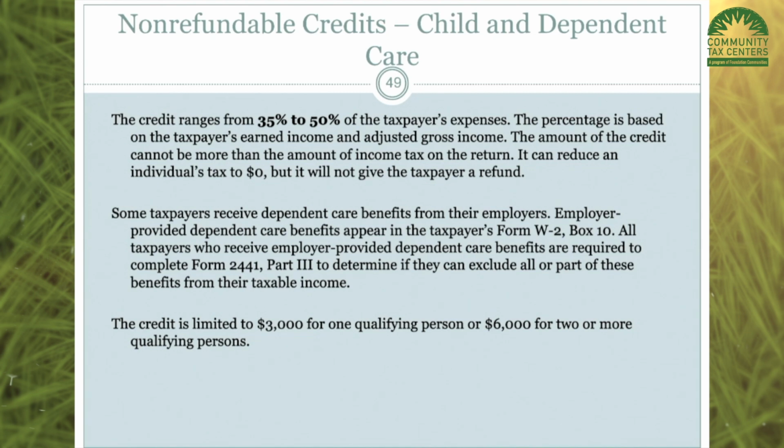Some taxpayers receive dependent care benefits from their employers. Employer-provided dependent care benefits appear on the taxpayer's Form W-2 Box 10. If they do have that amount, we need to make sure that it's correct that they did receive employer benefits. If they did, we do have to get a form for daycare benefits. If not, that amount that is in Box 10 gets treated as income.